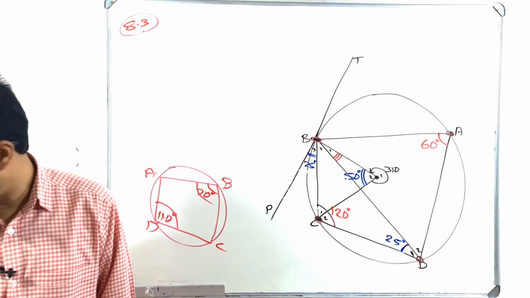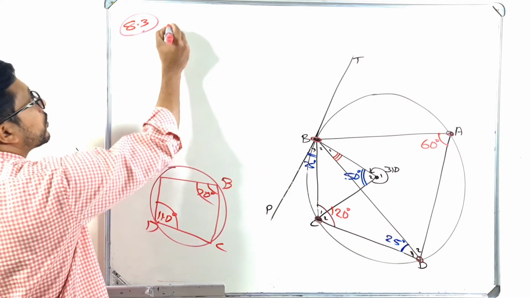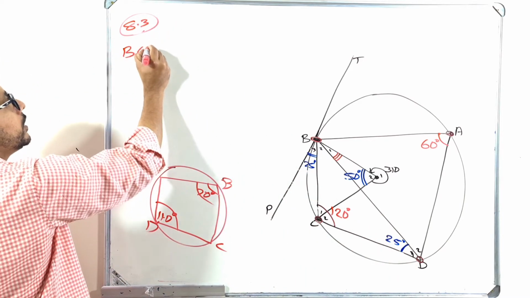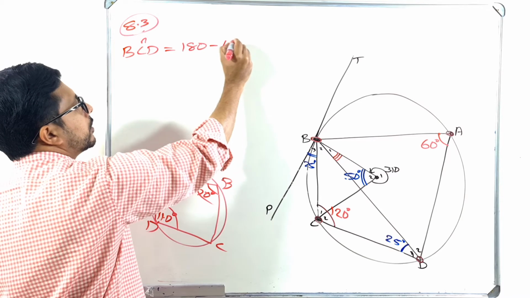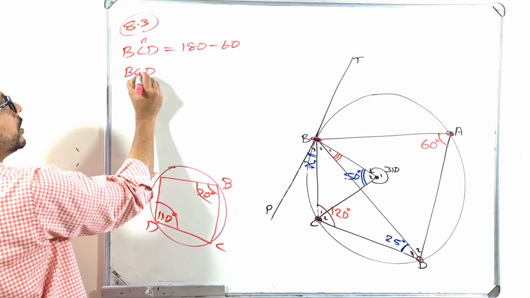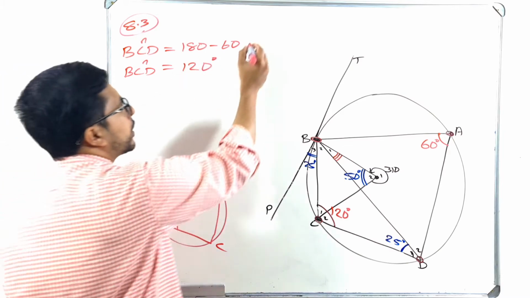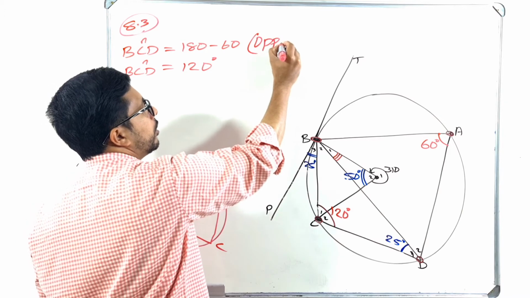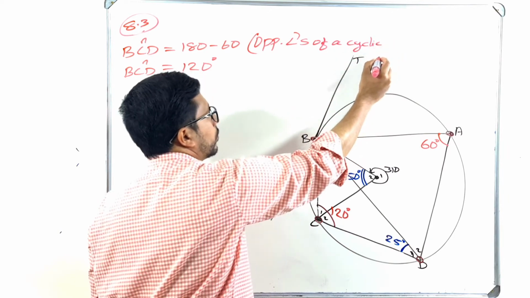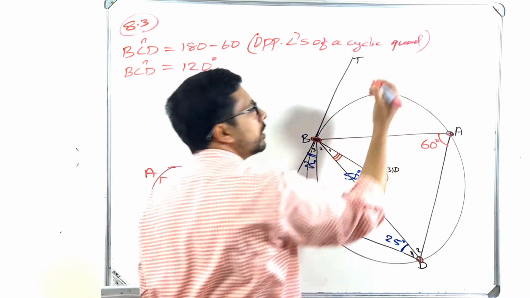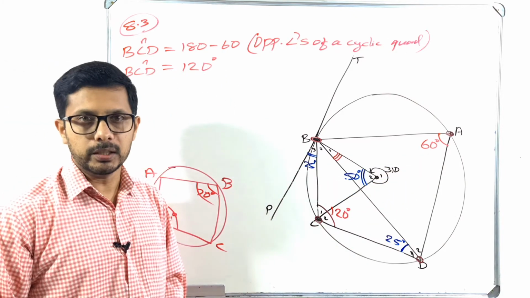Okay. So first of all, we can write that one. What is that angle? Angle BCD. So first we can write angle BCD is equal to 180 minus 60, so angle BCD is equal to 120 degrees. And what is the reason here? You must write the reason. Opposite angles of a cyclic quadrilateral. So since this one is 60, the opposite angle is 120 degrees.